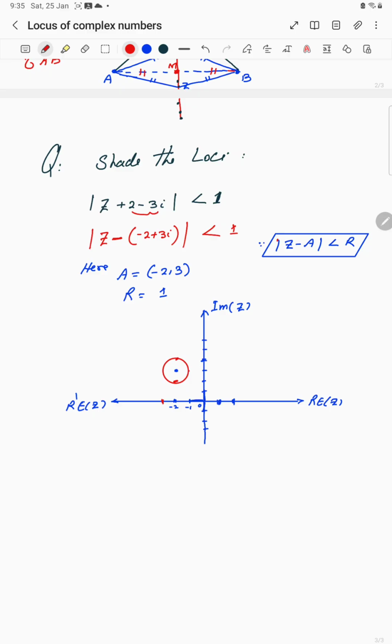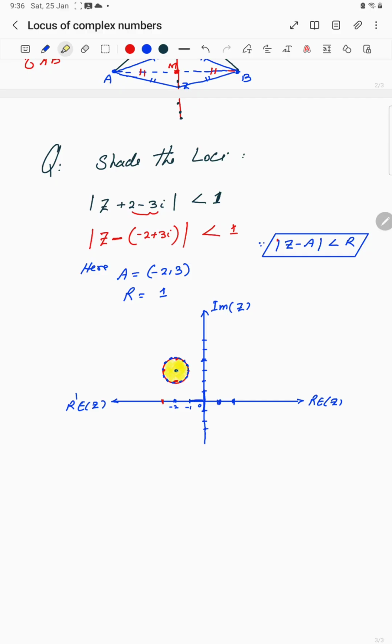Yes, here and here. As it is very clear, the distance is less than 1. So in order to justify this inequality, we will not draw the circumference bold. I will draw it dotted, like this, because it has only a strict inequality, not equality. I will show this as a dotted line, and the shading will be only inside the circle.